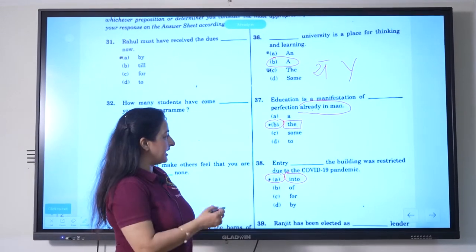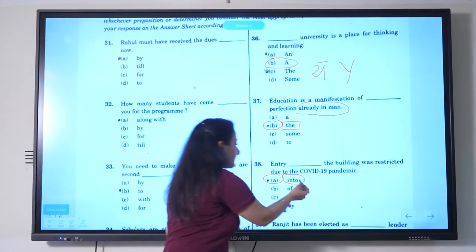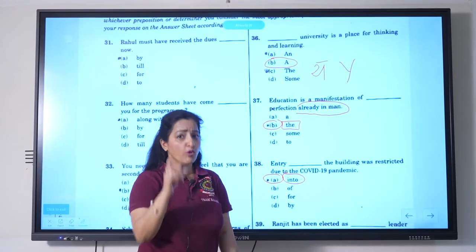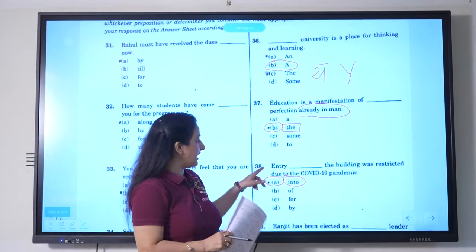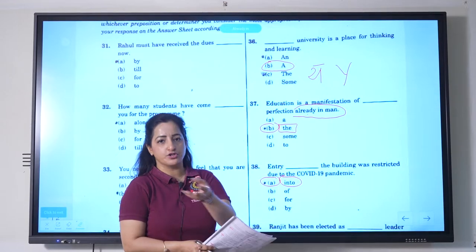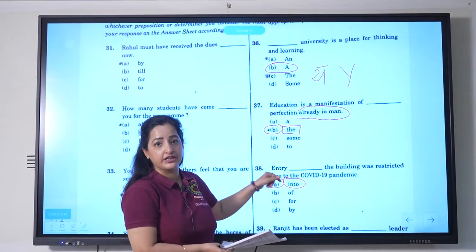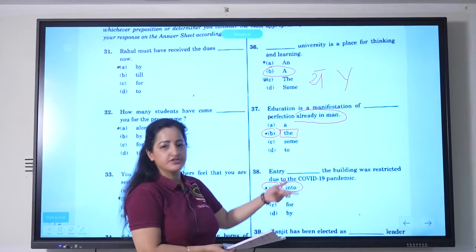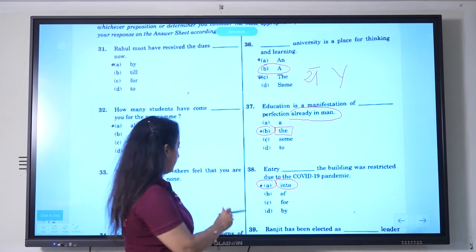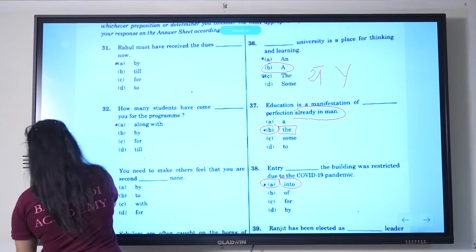Question 38, entry into the building, fixed preposition. Although, take note that after the word enter, we do not use in or into. But this is a noun over here, entry, it's not enter. So after entry, you have to use entry into the building. Moving on.